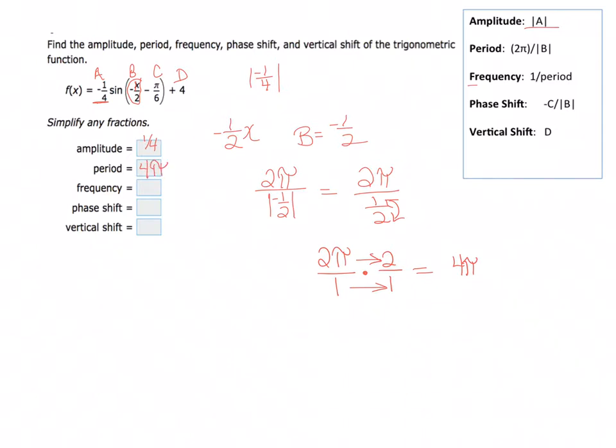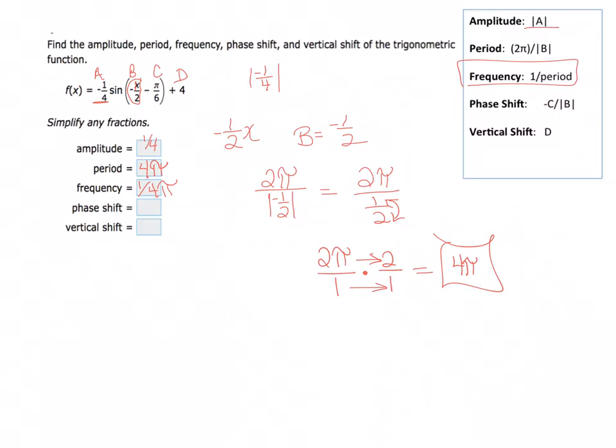Now frequency, super easy. Don't have to do anything at all there except put this under a 1. So it's 1 over 4 pi. So the frequency for this function is 1 over 4 pi.